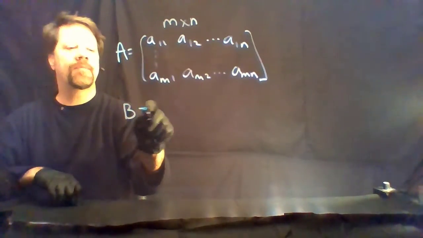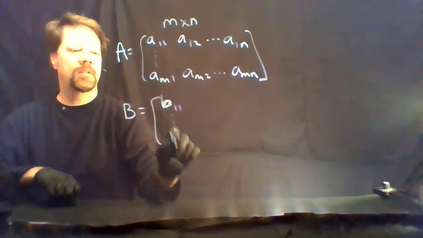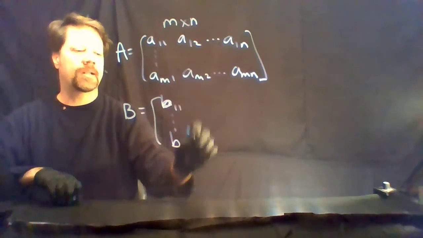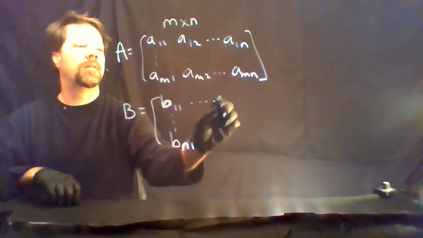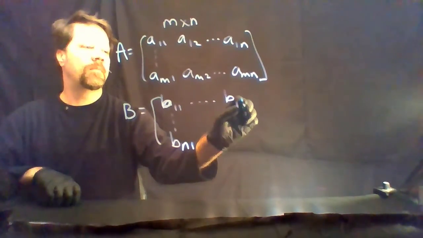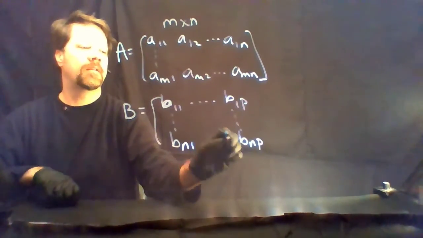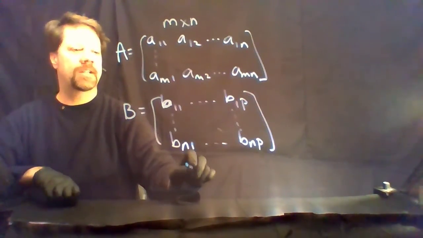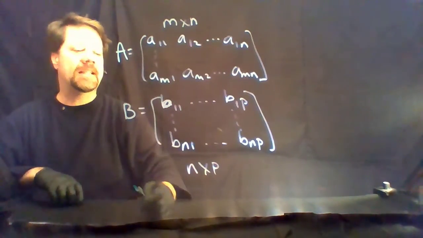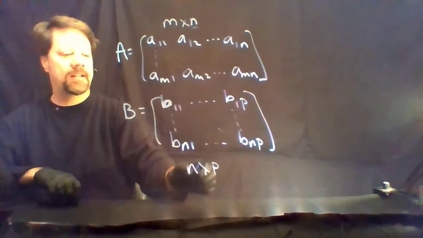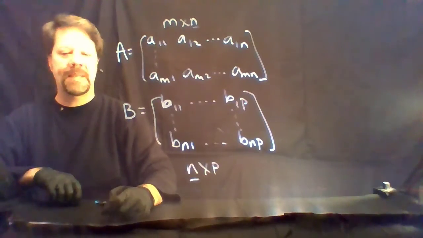If B is the matrix B11, we'll make this so that the product is defined, N1, B1P, BNP. So this matrix is N by P. The product A times B is certainly defined because N and N are the same. And the product will be M by P.